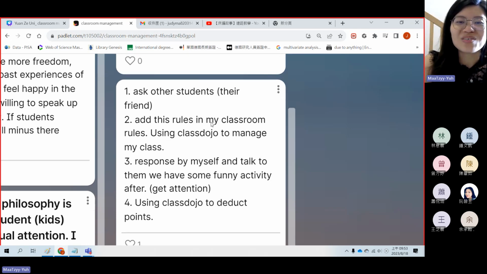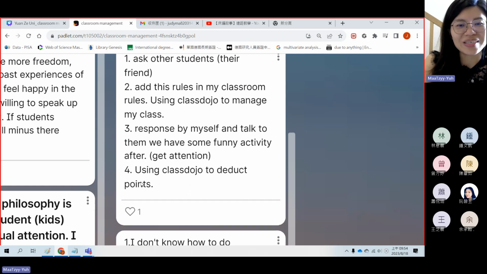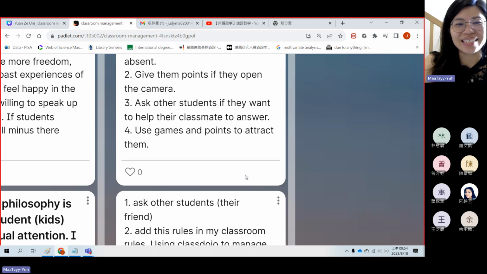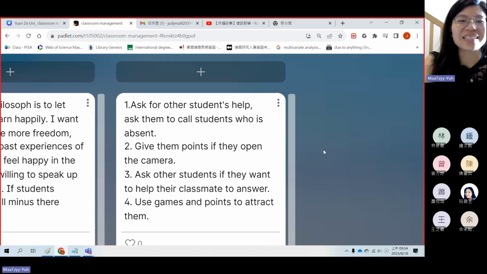And also add this rule in my classroom. Okay, use Class Dojo to manage my class. Yeah, so you can take attendance at the beginning of every lesson, and also respond by myself and talk to them. We have some funny activities after. Yeah, it's a good one as well. I really like it. And last one, use Class Dojo to deduct points. So the scoring board, you are all familiar with the system. That's good. And someone says, ask for other students' help, ask them to call students who are absent.